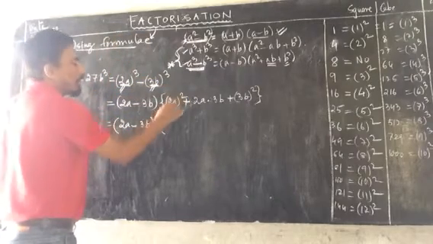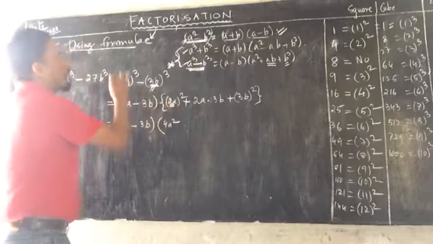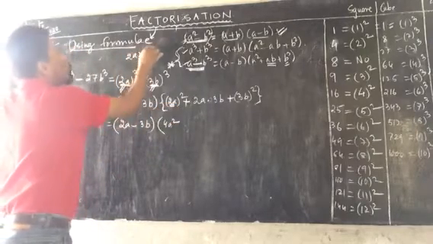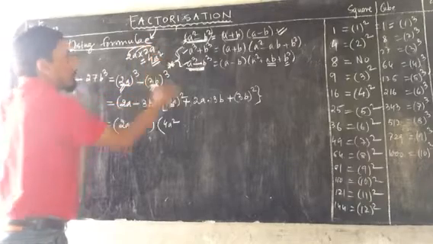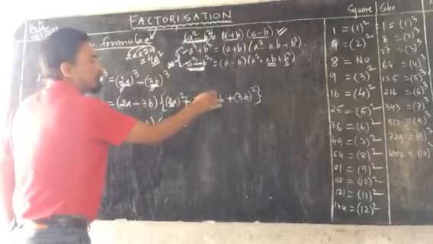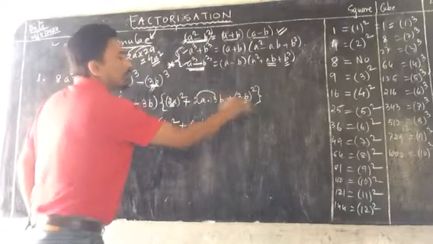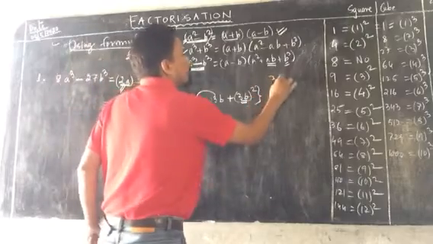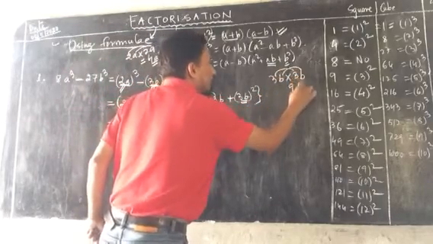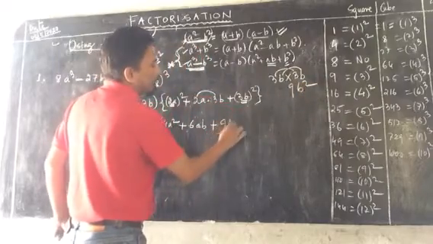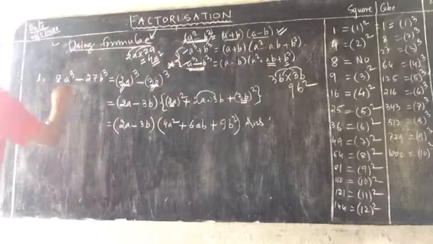So 2a square means 4a square. Try to understand. 2a square means 2a multiplied by 2a, that is 4a square. Plus 2 times 3 is 6ab. Plus, now what is here? 3b whole square. 3b whole square means 3b multiplied by 3b. 3 times 3 is 9, b times b is b square. So 9b square. This is the factorization of this expression.